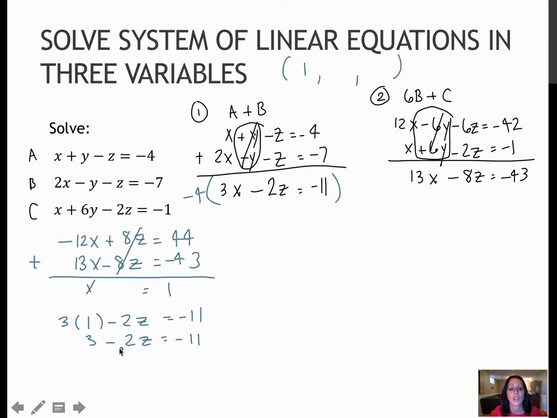I'm going to subtract 3 from each side and divide by -2 to get z equals 7. So I've now found my z value, x, y, and z. So I found my z.